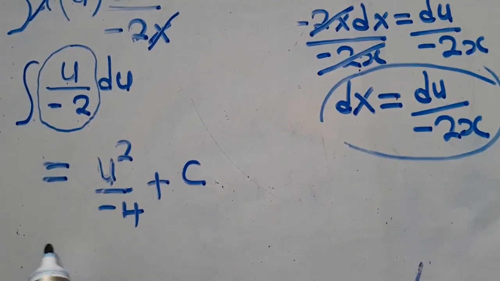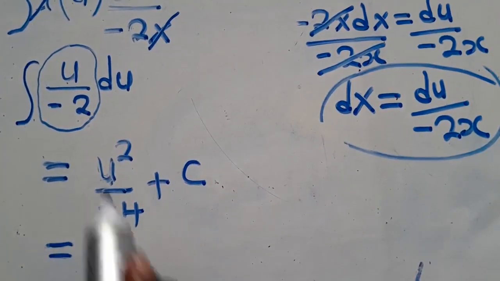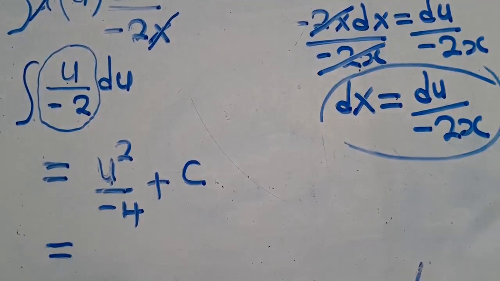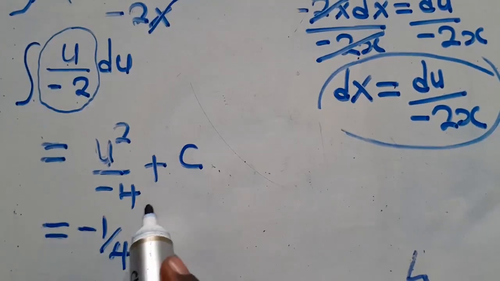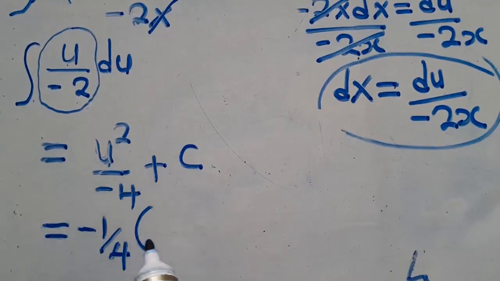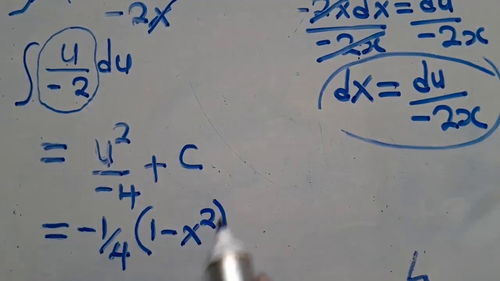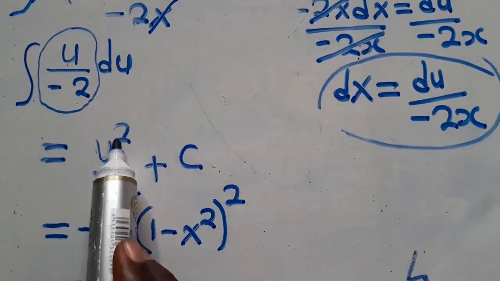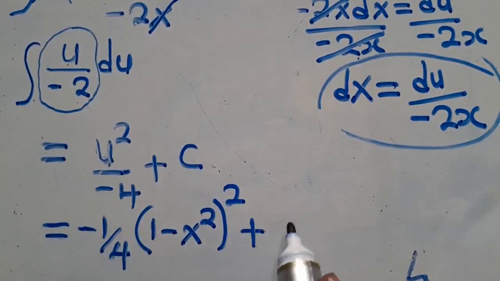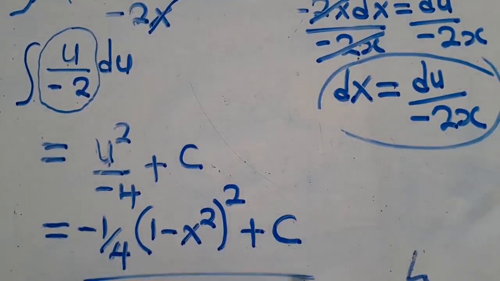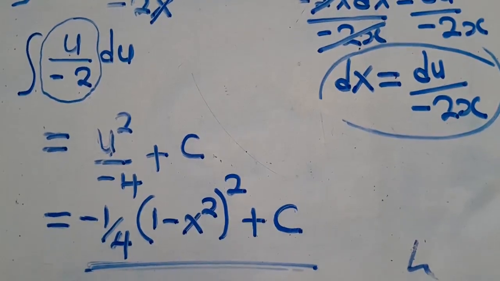Then finally, what is your answer? The negative goes on top. So what you're going to have is negative 1 over 4, then put the u there. What is your u? 1 minus x squared, all to the power of negative 4, then you just put plus c. This is your answer. This is how you need to integrate.